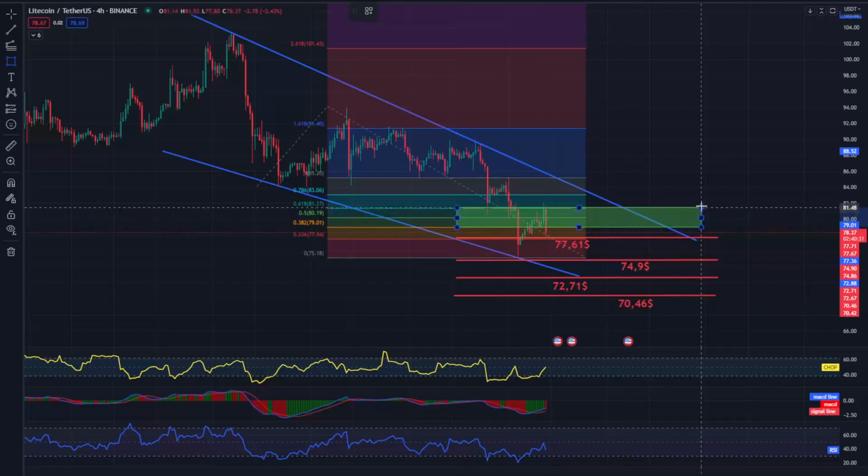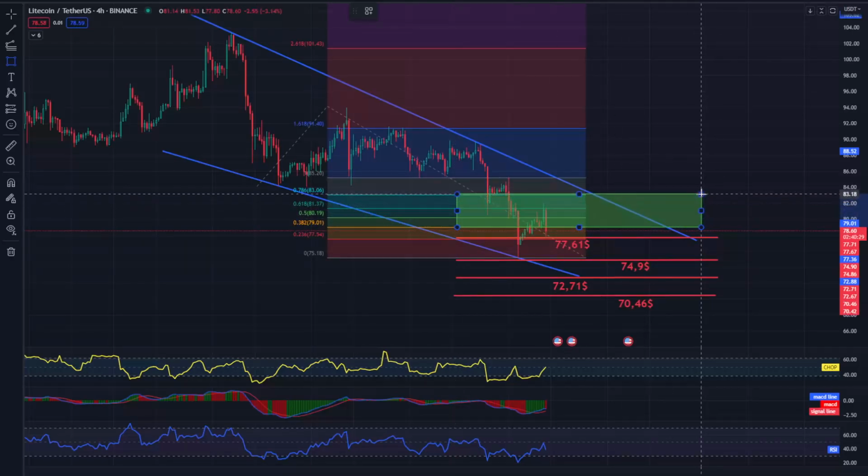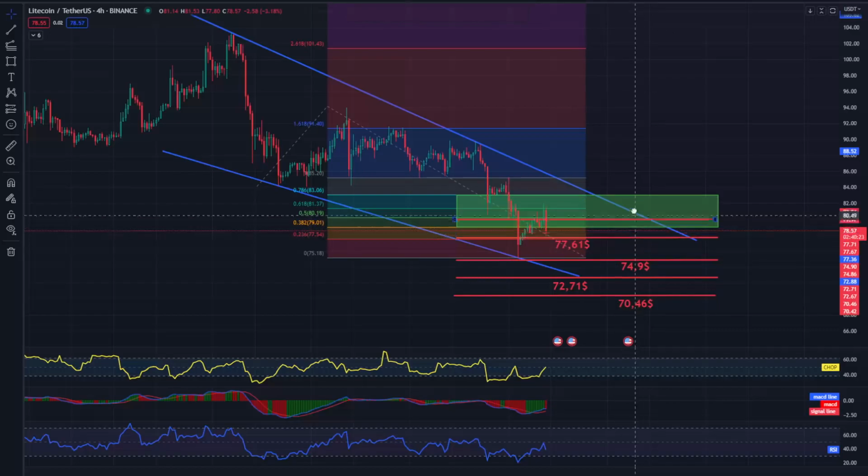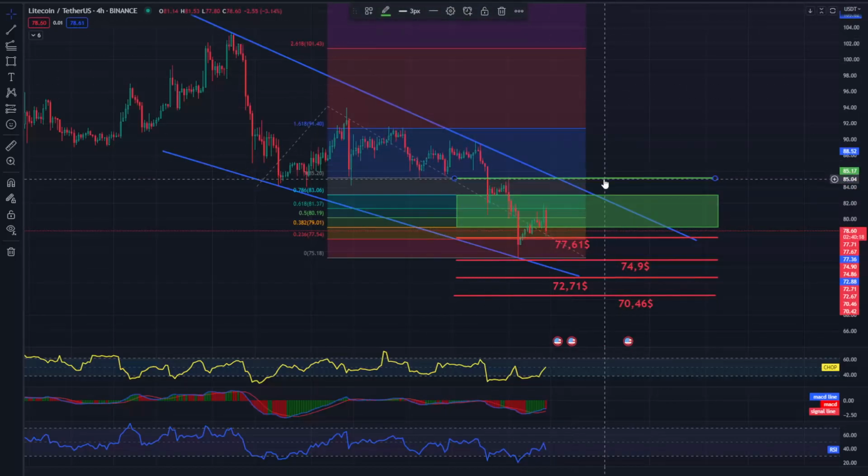Looking the other way, we see that we need to go through a big strong resistance zone from $79 to $83 first. Then we have resistance at $85.17 and then move towards $91.41.